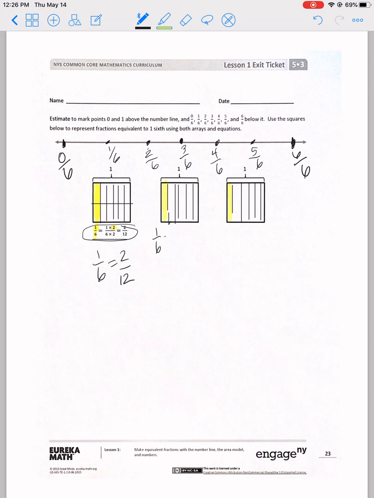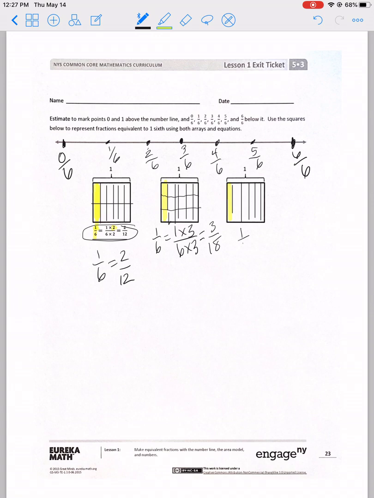So 1/6, 1 times 3, and denominator 6 times 3. And since we use the 3, we're going to cut this box into thirds. And 1 times 3 is 3, 6 times 3 is 18. And our box should reflect that.